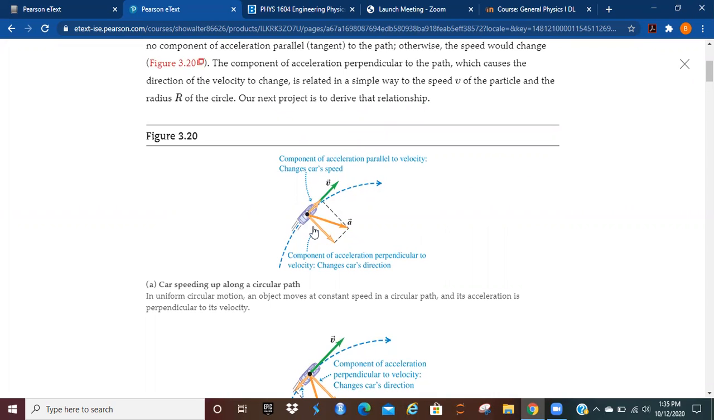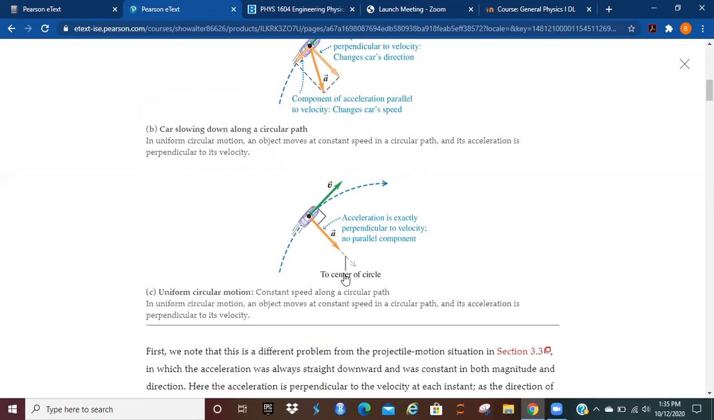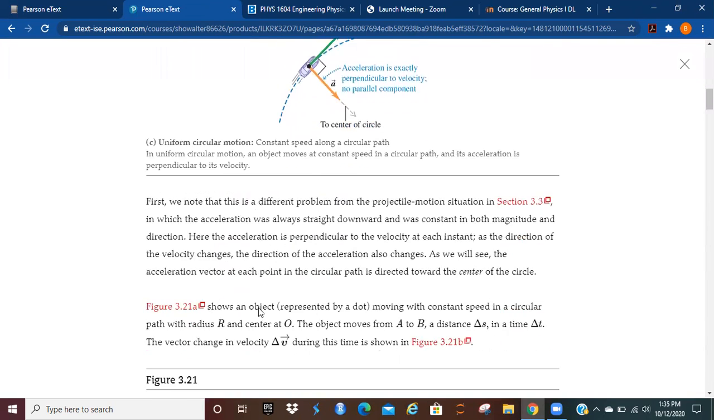Here we had acceleration along the path, so we've got a component this way and this way. Here we've got a car that's slowing down, so we have acceleration pointed in this direction, again with components perpendicular as well as in opposition to the velocity vector. Here, it's moving at constant speed, so nothing is changing the magnitude of the velocity, and all of the acceleration is pointed towards the center of the circle.